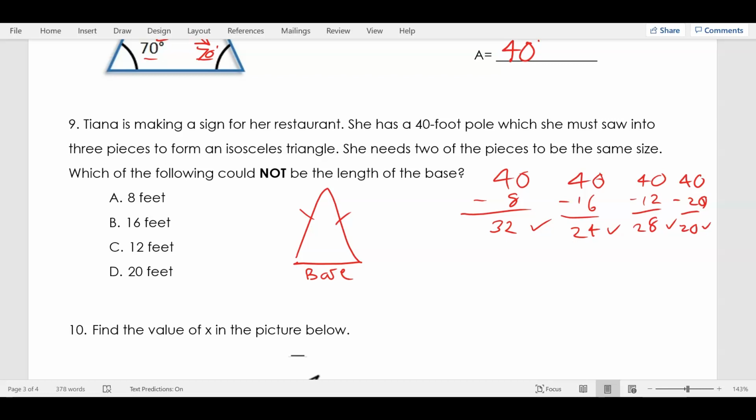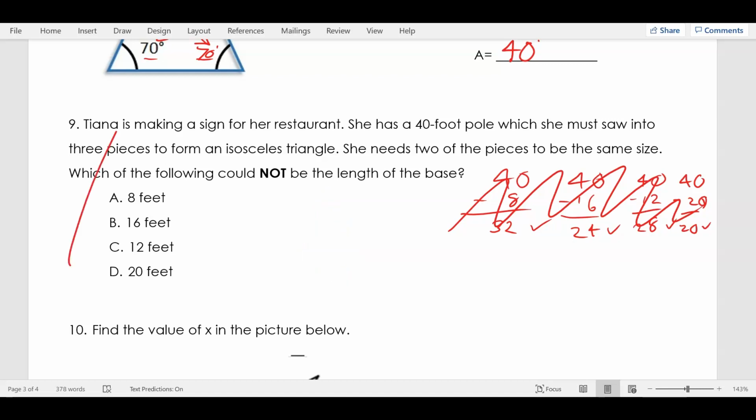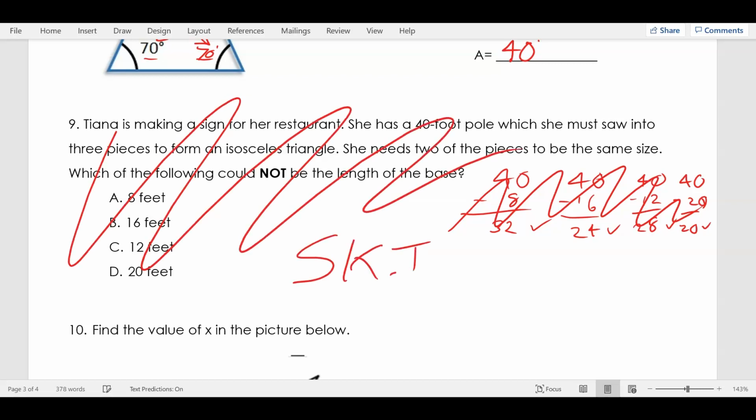Let's try this again. She has a 40-foot pole, which she must saw into 3 pieces to form an isosceles triangle. She needs 2 of the pieces to be the same size, obviously, which could not be the length of the base. Okay, I have a feeling what they mean is which one of these cannot be the length of the base. Okay, we're going to just skip that one. I'm not a fan of how that's worded, to be honest.